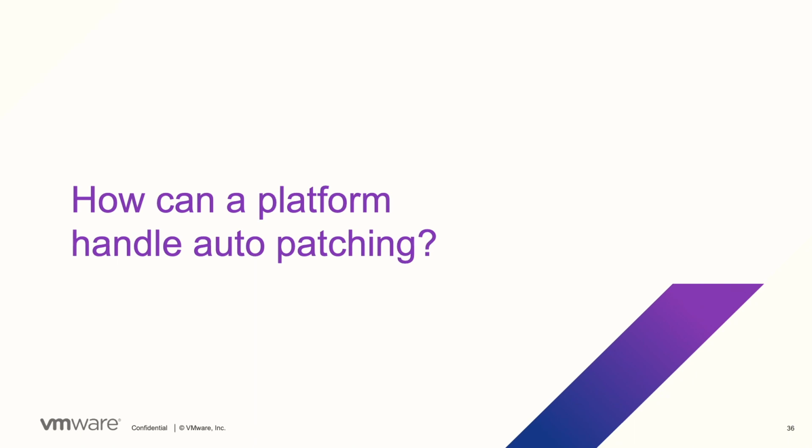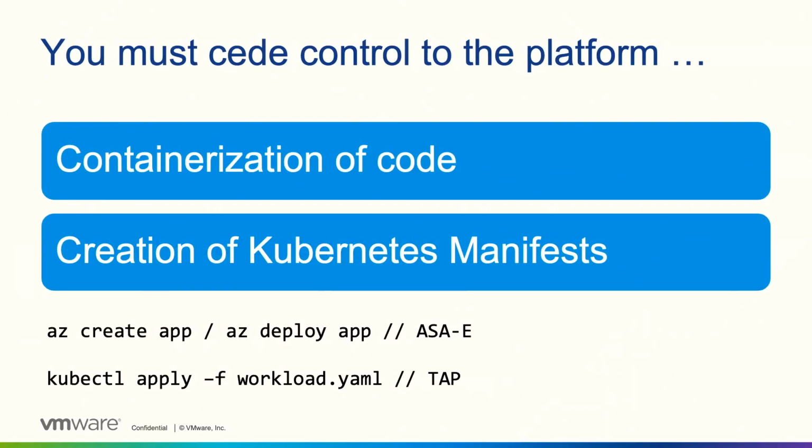So anybody ever programmed in C or C++? Did you enjoy malloc and free? You gave up control of memory management when you came to Java. So if you want patching to become something you don't care about, you have to give up control of two things: containerizing the code and the creation of Kubernetes manifests.